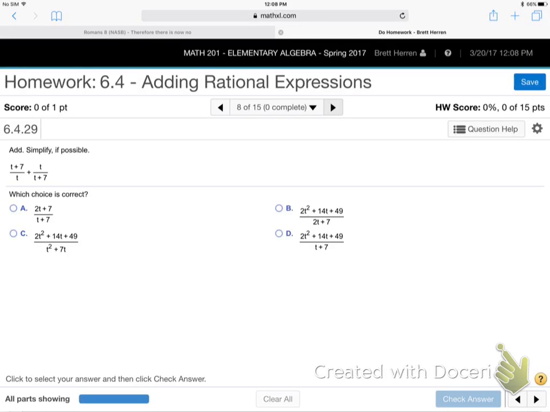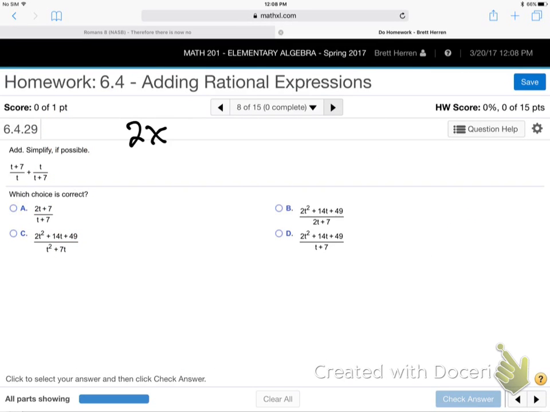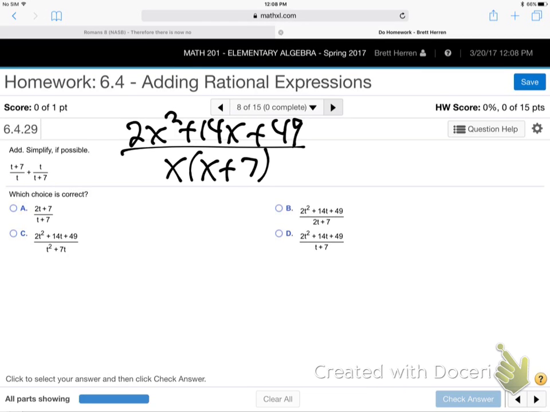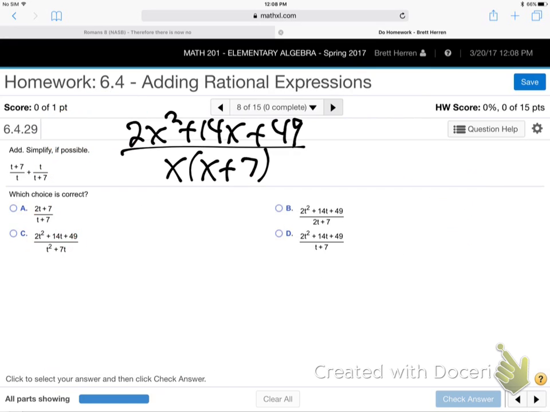What was our answer again? It was 2x squared plus 14x plus 49 over x times x plus 7. Right? So everybody got that copy down? Then okay? 2x squared plus 14x plus 49 over x times x plus 7. So which one of these answers? Do you see it's the same as C?